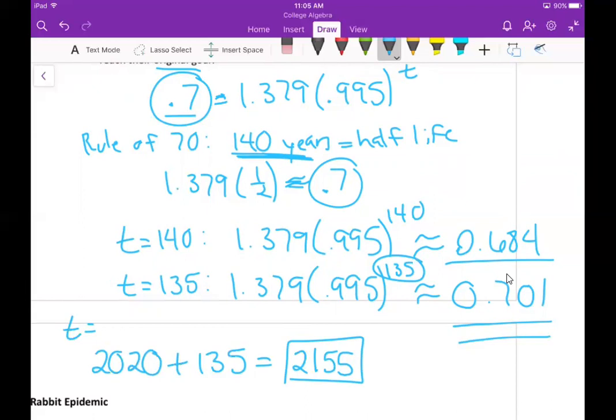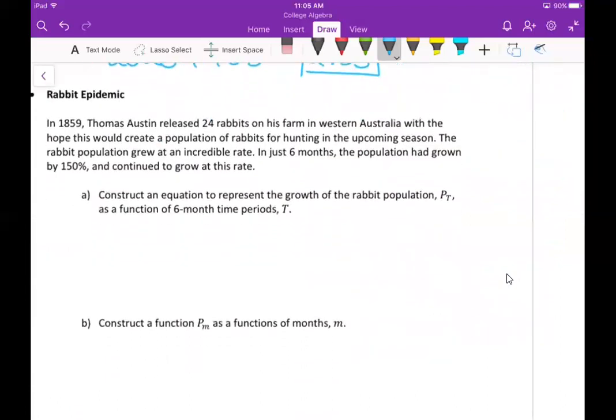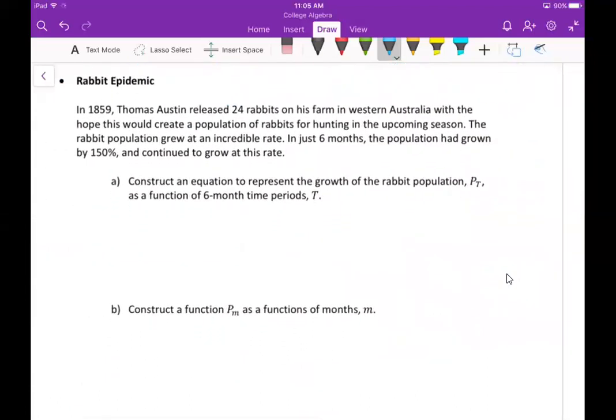Okay, so population exponential growth. Another fun population exponential growth example is basically the history of where we get the idea that rabbit populations grow exponentially, and they really do. Back in 1859, a long time ago, there was this guy, Thomas Austin, and he released 24 rabbits on his farm in Western Australia.